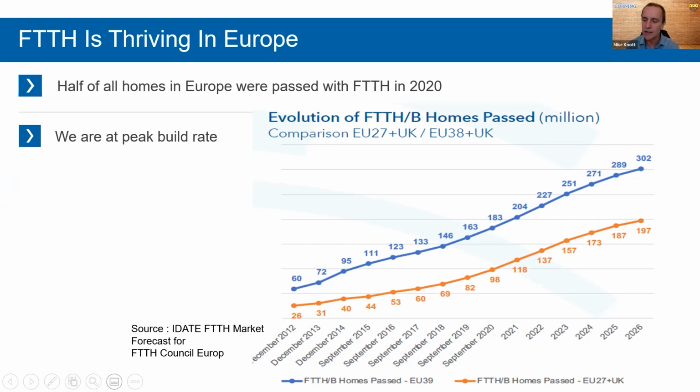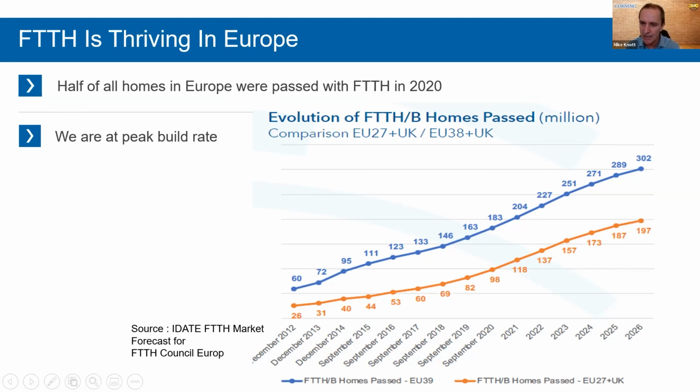It shows the cumulative number of homes passed in Europe 39, which includes all the East European states, and Europe 27 plus UK. What's interesting here is really the angle of that graph. The gradient of the graph represents how much business there is for vendors and how many homes have been passed per year. And you can see that we're really in the peak period between 2020 and 2023, the steepest gradient.